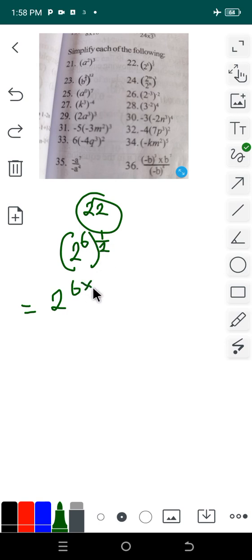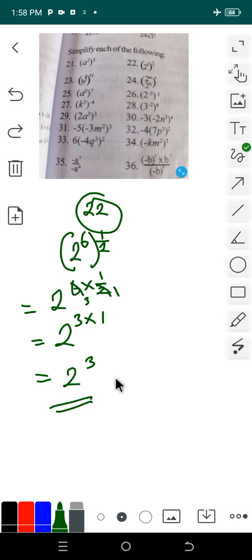We have 6 multiplied by 1 all over 2, which is equal to, then 2 will go here 3 times, 2 will go here once. So we are going to have 2 to power 3 multiplied by 1. The next step will be 2 to power 3 as our final answer, or you can simply write 8, because 2 to power 3 is equal to 8. That is solution for question number 22. So let's go to question number 23.